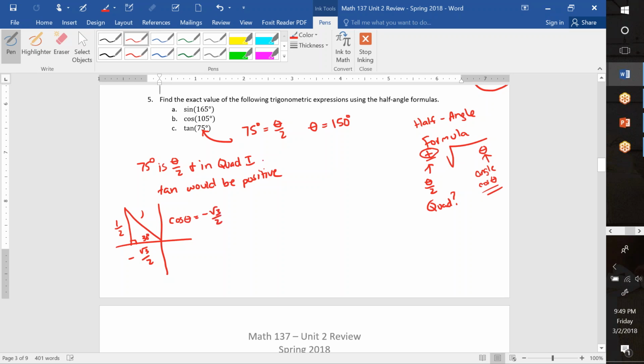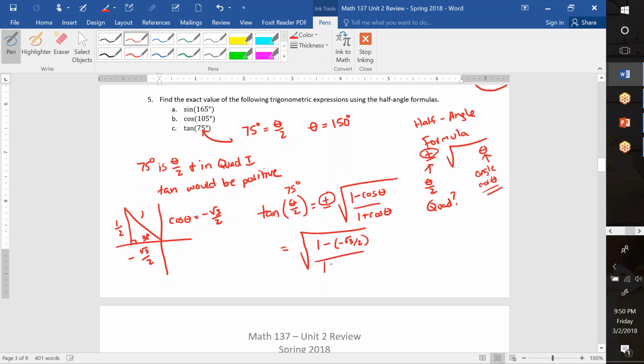Once you have all of your information, you need to know your half angle formula. So tangent of a half angle, which for us is the 75 degrees, is equal to plus or minus, which we're going to choose plus because we already determined that, the square root of 1 minus cosine theta over 1 plus cosine theta. So this is going to work out to a positive square root of 1 minus negative square root of 3 over 2, over 1 plus negative square root of 3 over 2.